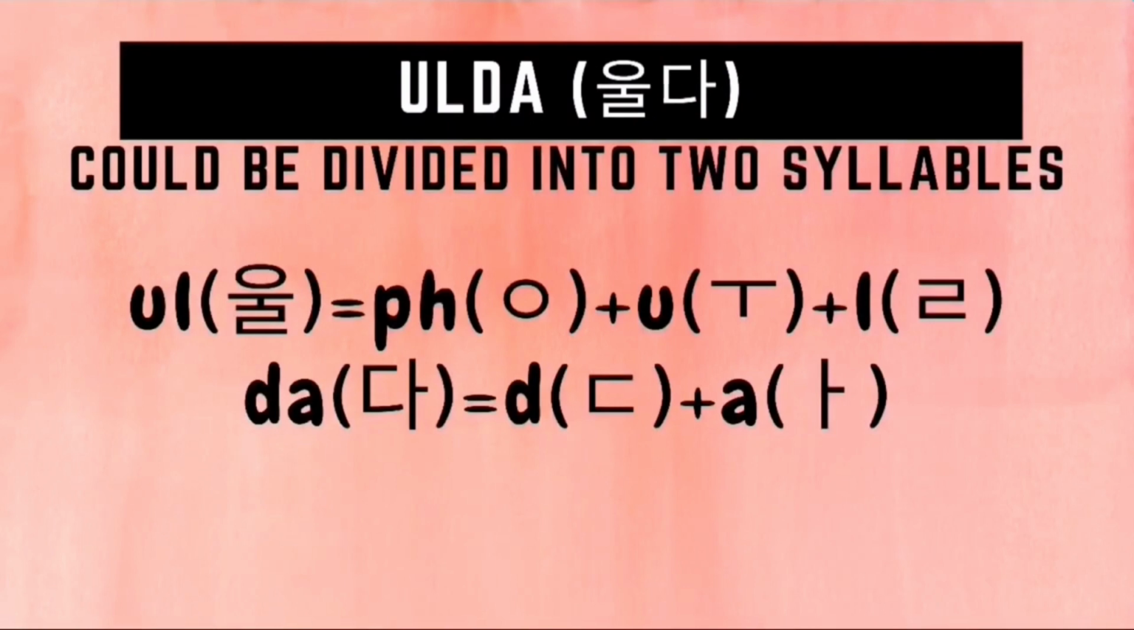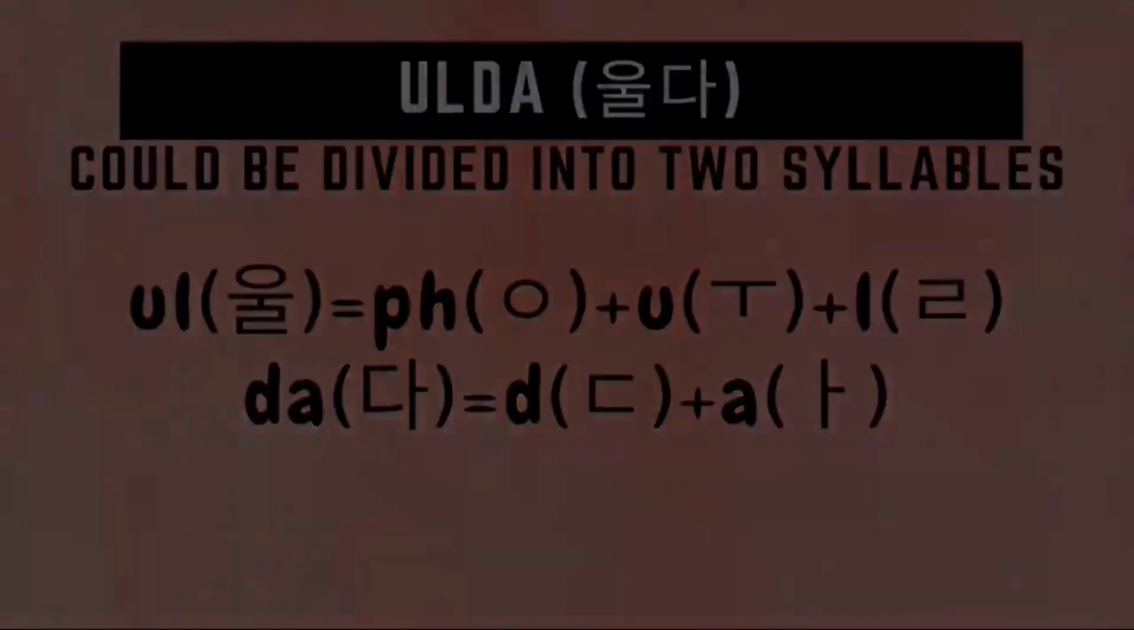How do we write ulta in Hangul? This is composed of two syllables. For the first syllable ul, we need to draw first a no sound iyang followed by an u character followed by a real character. For the second syllable da, we need to draw first a digeut character followed by an a character. And then we just have to combine these two syllables.